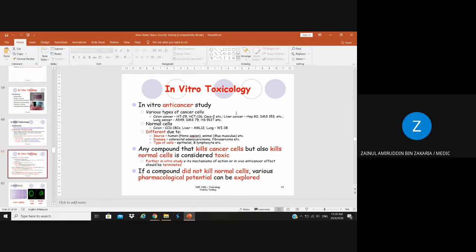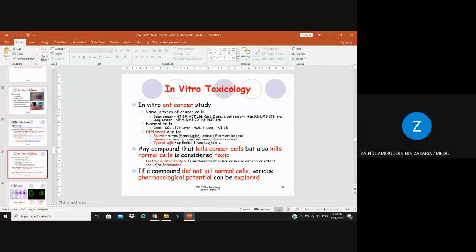So this different type of cancer cell is due to what? Due to the source, whether from animal or human. From human, it can be from an African born with a certain type of cancer cell or disease. It can be from a Caucasian male or female, African male, African female. Different depending on the disease, or the animal itself, whether it has been induced or has cancer or disease, what type of disease.